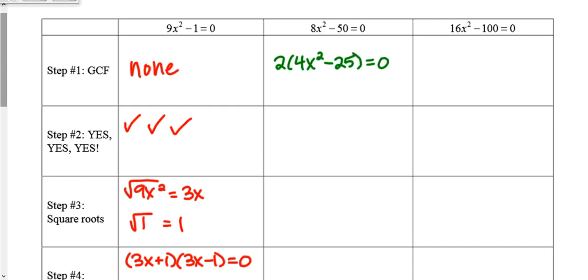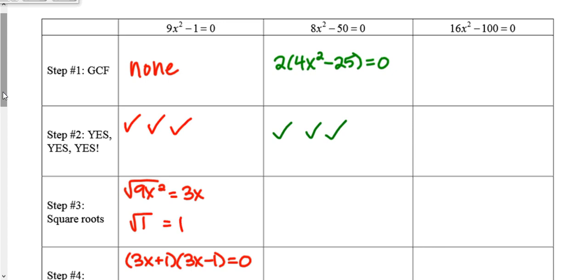Okay, so now we're going to check our 3 things. So first of all, is there a b value? Nope, b is 0. Are the 2 remaining terms perfect squares? So look inside the parentheses. We have 4x squared and 25, both perfect squares. Are they being subtracted? They sure are.